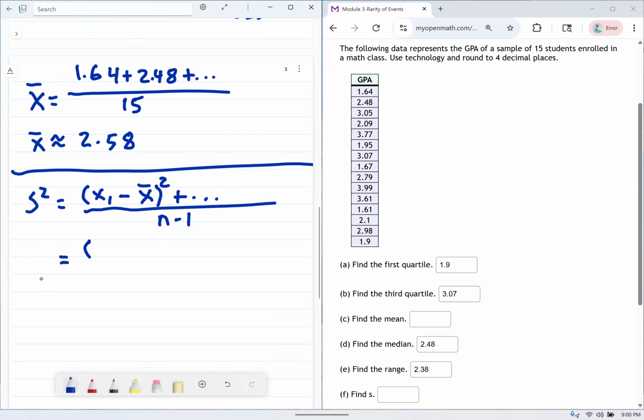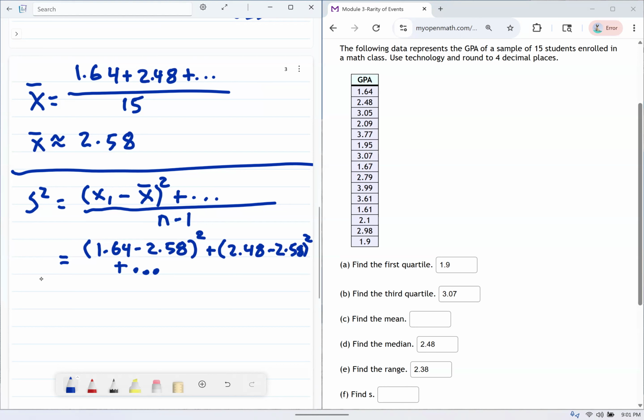The first value in my list is 1.64 minus the average I just found, 2.58. So I'm taking the first value minus the average and I'm squaring it. Plus, I'm going to do this for the next value. The next value in the list is 2.48 minus that center of 2.58, squared, plus, and I'm going to do this for each of those values.